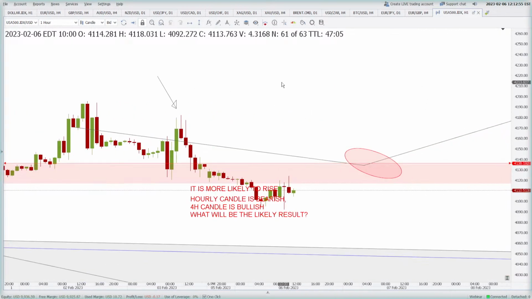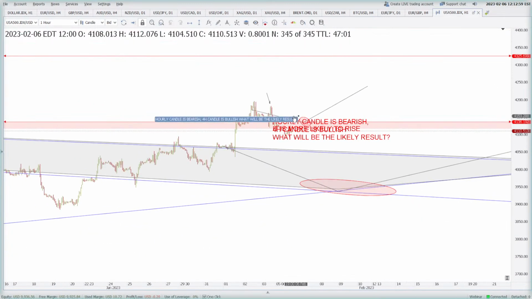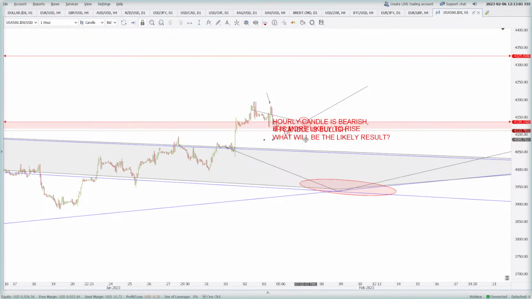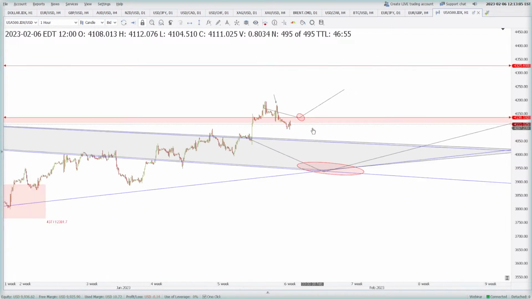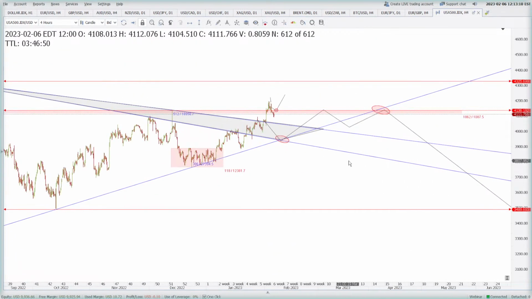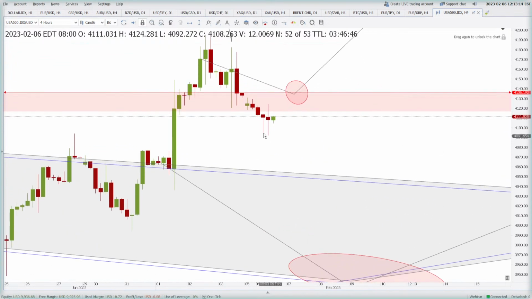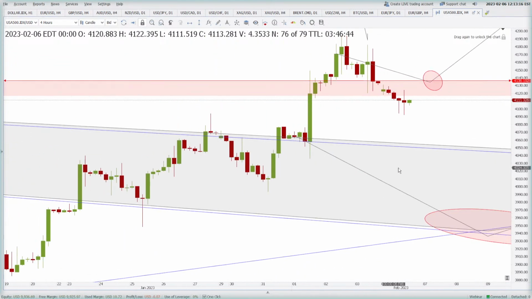Okay, so US 500, S&P 500, we also call it S&P 500. We were expecting this area to act as a support, and this has not acted as a support. So what now? Well, it will act as a resistance. That's it. This is the important level of interest.